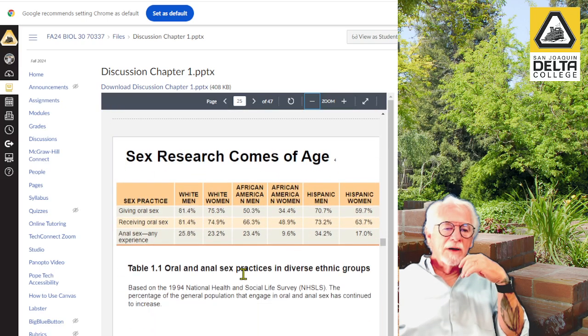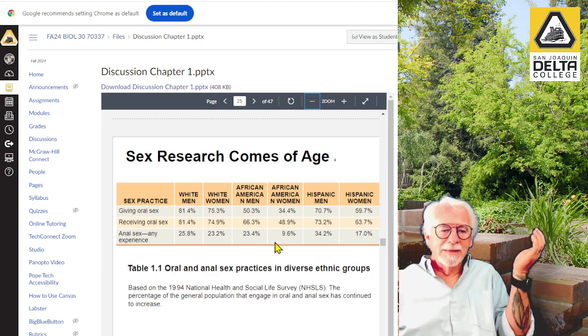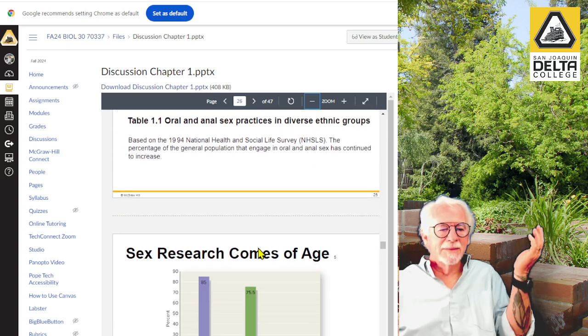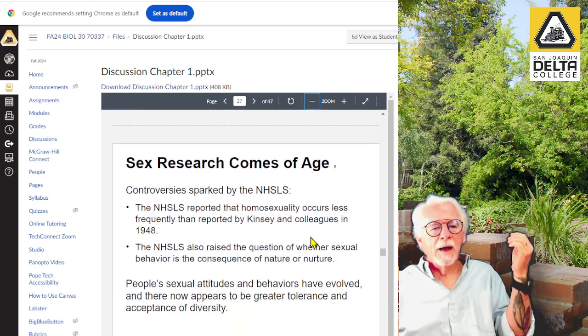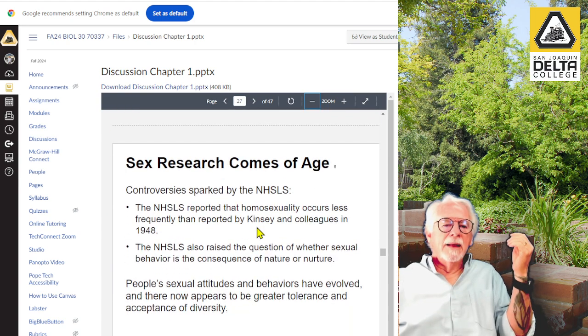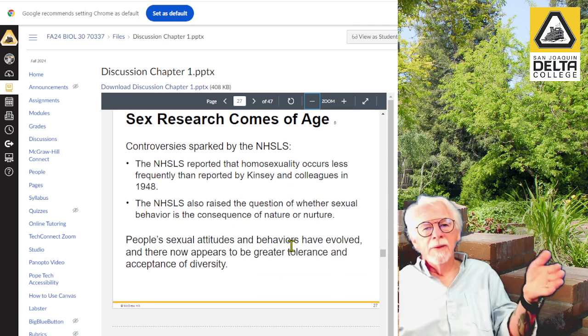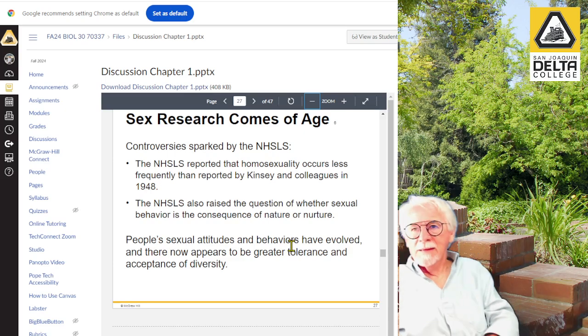So this talks about different practices, oral and anal sex in diverse ethnic groups. I'm not going to review all of it; you're going to see all this in your reading. Then homosexuality causes less frequency than reported by Kinsey. So it may not be in the DSM-3.